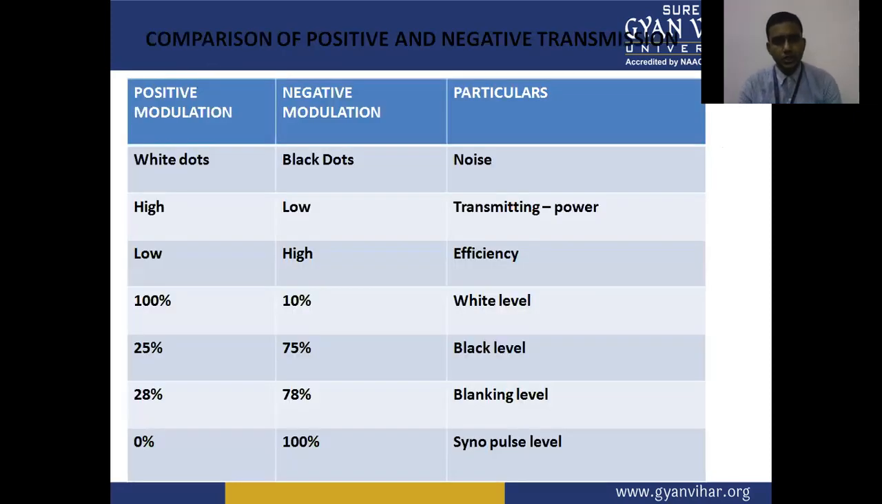This is the comparison chart of positive and negative transmission through which we are able to understand the particular points. In positive modulation, white dots, and in negative modulation, black dots. So noise is produced as white dots.